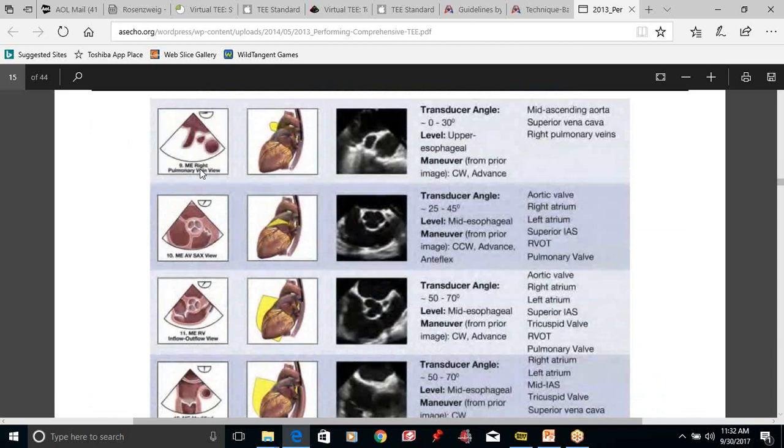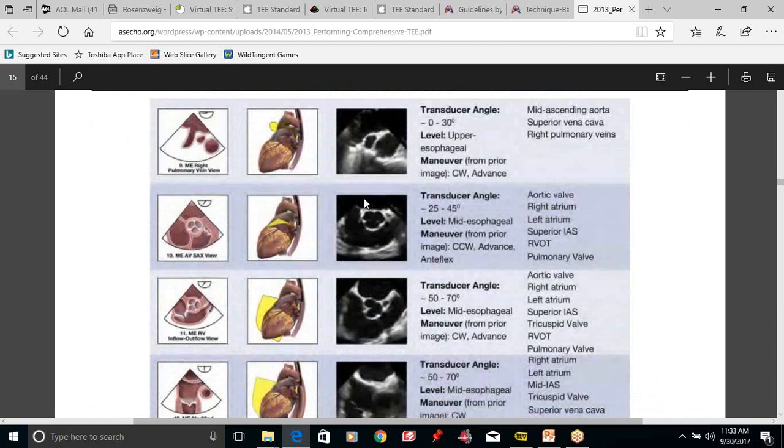All right, so this is still mid-esophageal level. The probe is right there. You can angle it to look at the ascending aorta and the superior vena cava. When you're in your mid-esophageal location, at about 75, 80 degrees, you can get your nice short axis view of the aortic valve. So be very familiar with this view, the short axis view of the aortic valve.